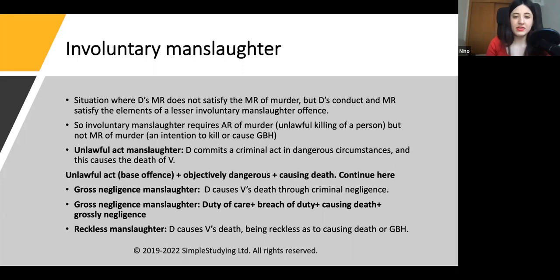Unlawful act is when there is a base offence, an unlawful act, which could be, for example, drink driving. If someone kills a person while driving in a drunk state, that could be unlawful act manslaughter, because there was no mens rea to kill someone, but someone died, and an unlawful act was committed, which was drink driving. Gross negligence manslaughter usually applies to medical cases, when, because of medical negligence, somebody died. Reckless manslaughter is when somebody was reckless and as a result of that, somebody died.